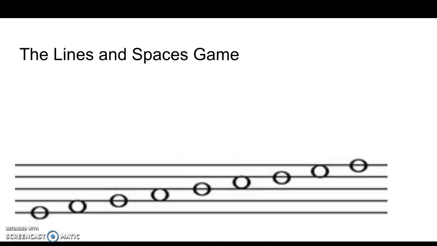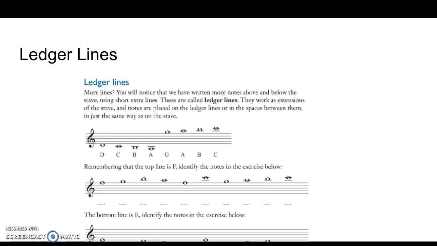And this is a game we played in class. Identify the names of the lines and the spaces without them written in underneath. Then the stave is a little bit limited in that we only can put 9 notes, 5 lines and 4 spaces on it, but we may want to play notes that are not quite on the stave.